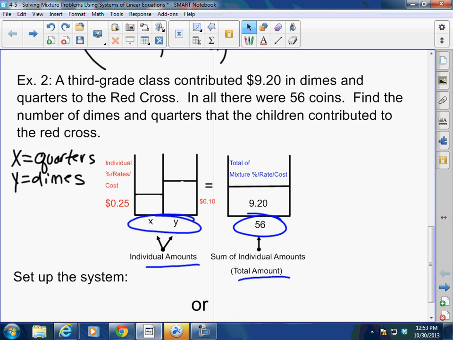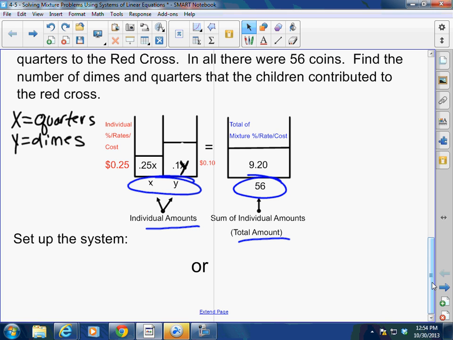Now, to get our values, to get that 920, if it's 25 cents for every quarter, then they paid 25 times X, correct? Depending on the number of quarters, right? And for the dimes, it's 0.1 or 10 cents for every dime they collect. And that should be a Y, guys. Sorry, little typo there. That should be a Y. You guys with me? Okay, so what do you think the system is going to look like before I just show you? Talk to me.